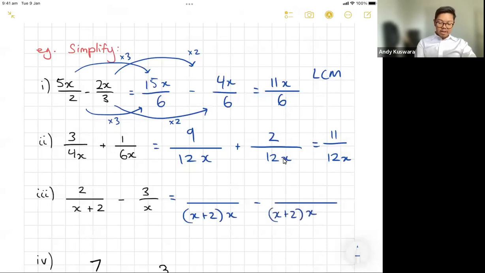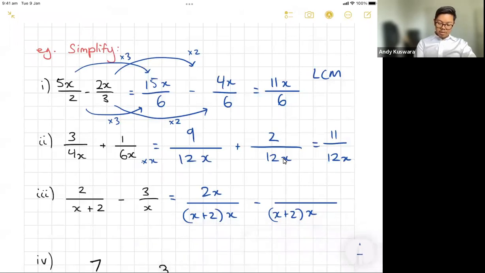Okay. Now, how did I get from x plus 2 to x plus 2 times x? Well, I had to multiply by x. So what do I need to do up top? Same thing. I'm going to multiply by x, which gives us 2x. Okay. Again, a little bit messy, so I'm just going to take this down.